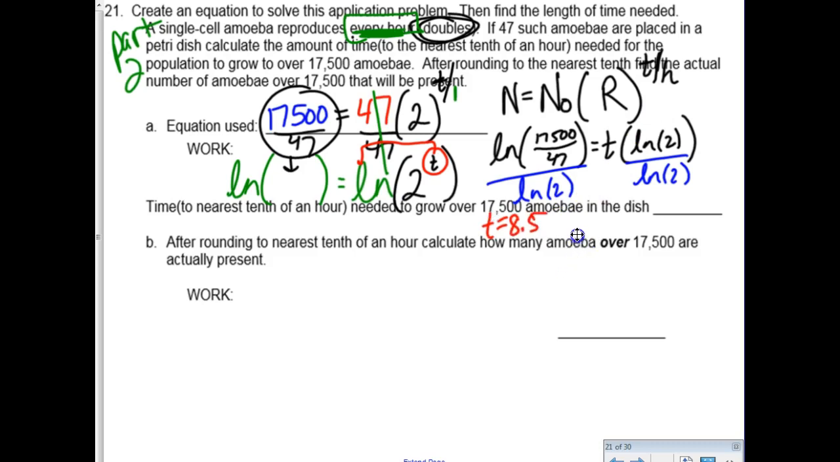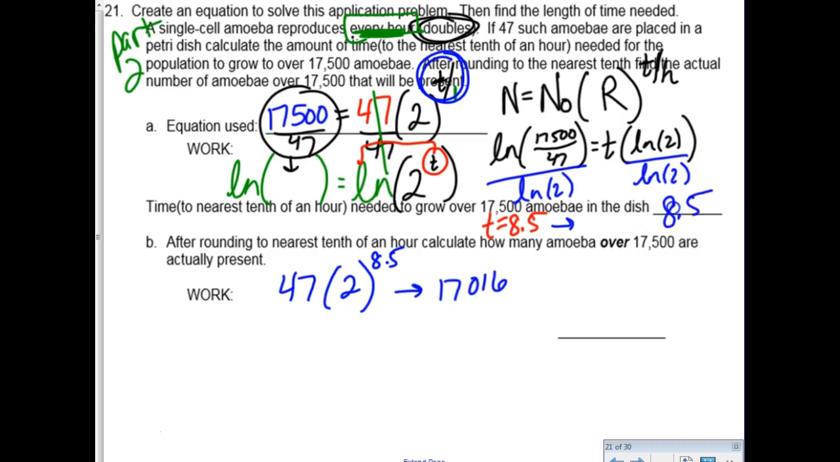So what you have to do now is you have to actually check that 8.5 is okay for the problem. So if you were to take t equals 8.5 and plug it into t up here, I'm just going to do it down here. So if you do 47 times 2 to the 8.5 power, you get 17,016 when you round to the nearest whole amoeba. So we don't have to mess with the rounding any further. So this did get you over 17,000, which was the request of the question.